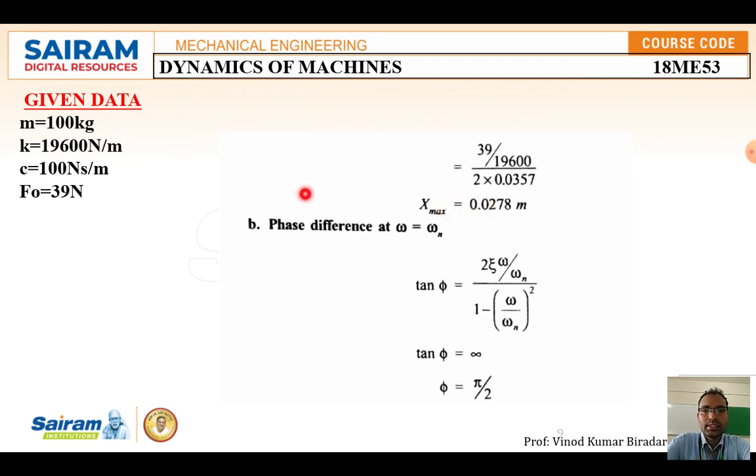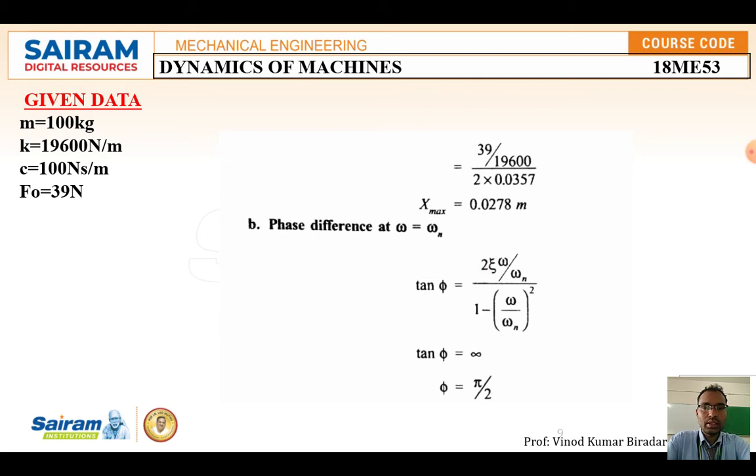The second case is the phase difference. At angular frequency omega equal to the natural frequency, only then are we going to generate the phase difference. The formula we have is tan phi equal to 2 zeta omega by omega n, whole divided by 1 minus (omega by omega n) whole square.